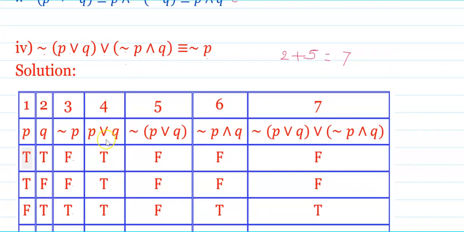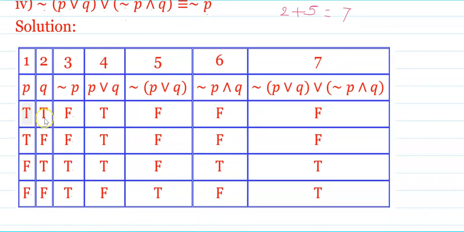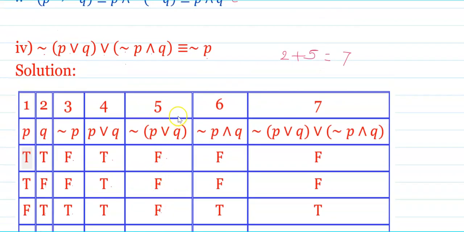T or T is T. T or F is T. F or T is T. F or F is F. Okay. Again its negation: negation of T is F, negation of T is F, negation of T is F, negation of F is T. This is the first statement pattern S1. Now we'll find out the negation of P and Q.